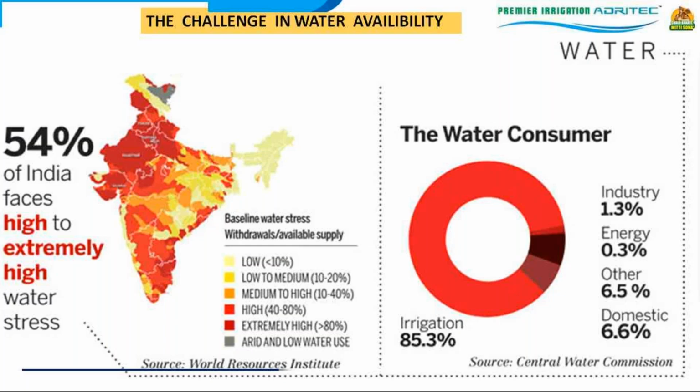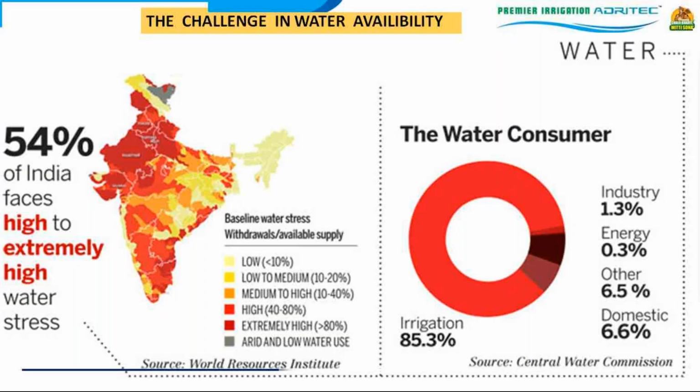So what is the challenge in water availability? As you can see from the map of India, when we come to the Indian context, 54% of India faces high to extremely high water stress. You can note the various baseline water stress levels; the source is the World Resources Institute. Many states are in the extremely high category of water extraction. What we mean here is the withdrawal of water either by tube well, bore well, or any other way, either for drinking water or for irrigation.